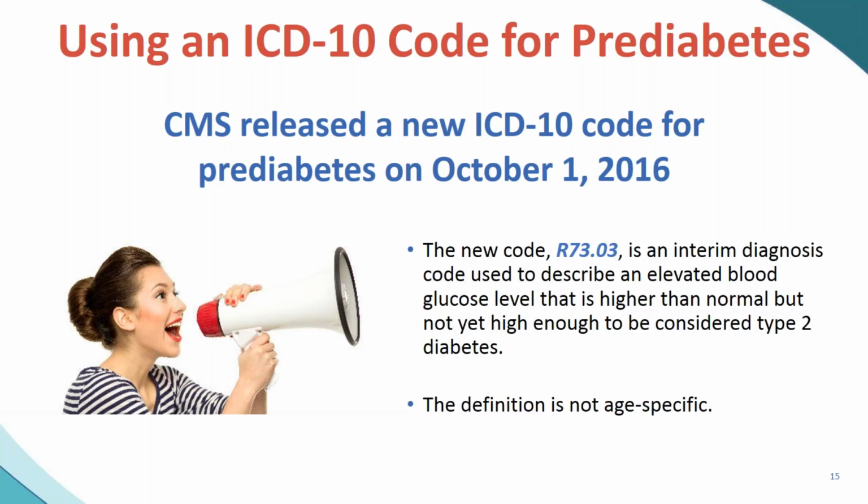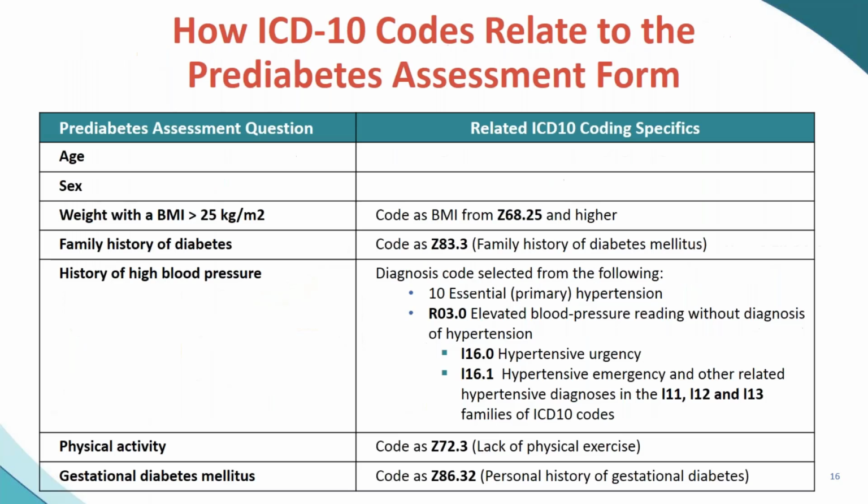So make sure at that time that you code R7303 if they're falling into this pre-diabetic area. As part of this, because this will go into both the payment and then how frequently you run the test, you want to also code in what basically are the same information that is in the diabetes assessment.